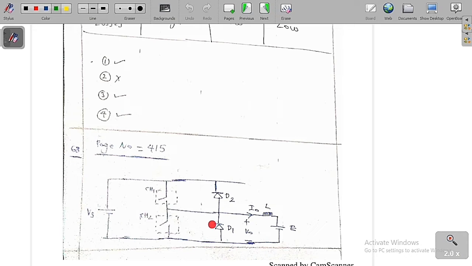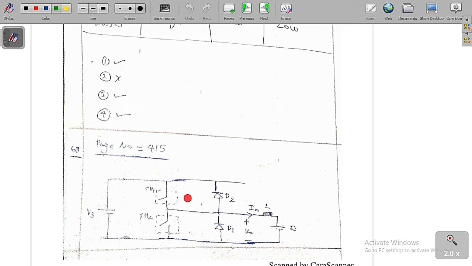Again, in the last case, now I am going to turn on D2. So everything else is off. Whenever D2 is on, V0 is equal to plus Vs and the current I0 is going to decay in the negative direction because Vs is there. So it is going to decay in the negative direction. So therefore simply we can say that the current is going to decay in the negative direction.